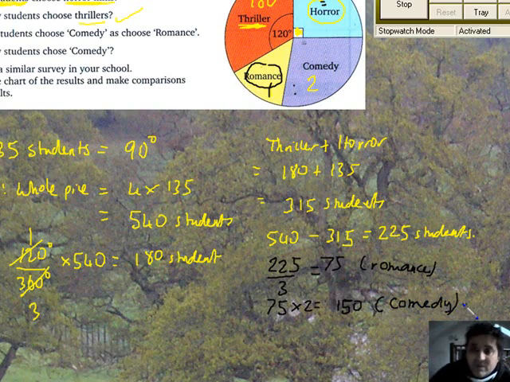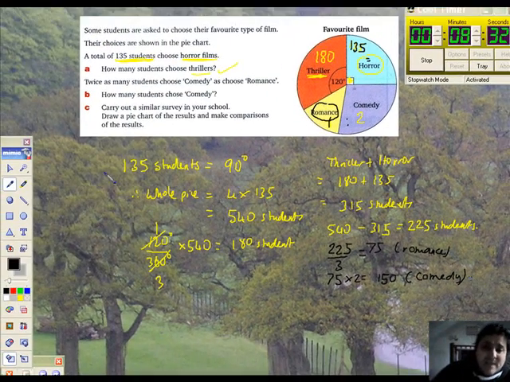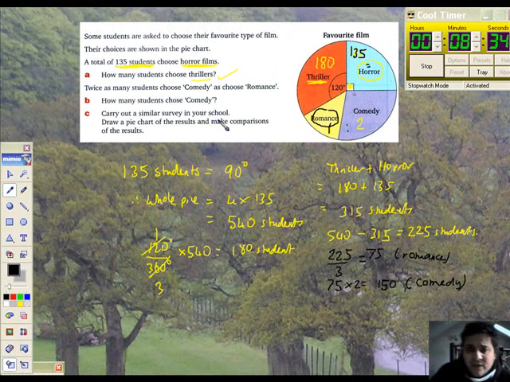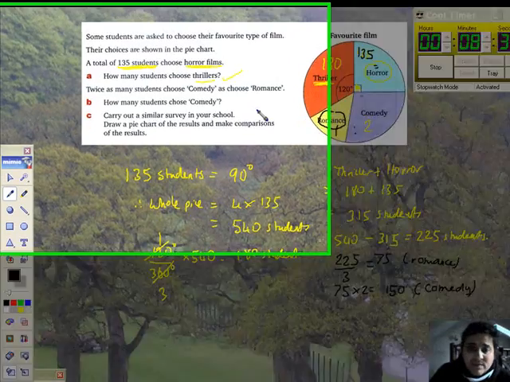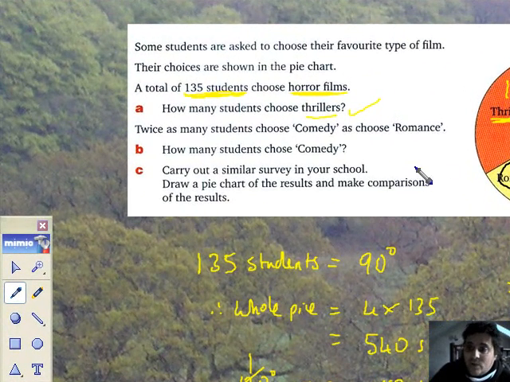And I think that's a really, really good question, quite complicated. C says carry out a similar survey in your school. Can, if you want to, draw a pie chart of the results and make some comparisons and invent your own questions, I suppose. I'm not going to do that here. You can do it yourself. I'll leave it to you.